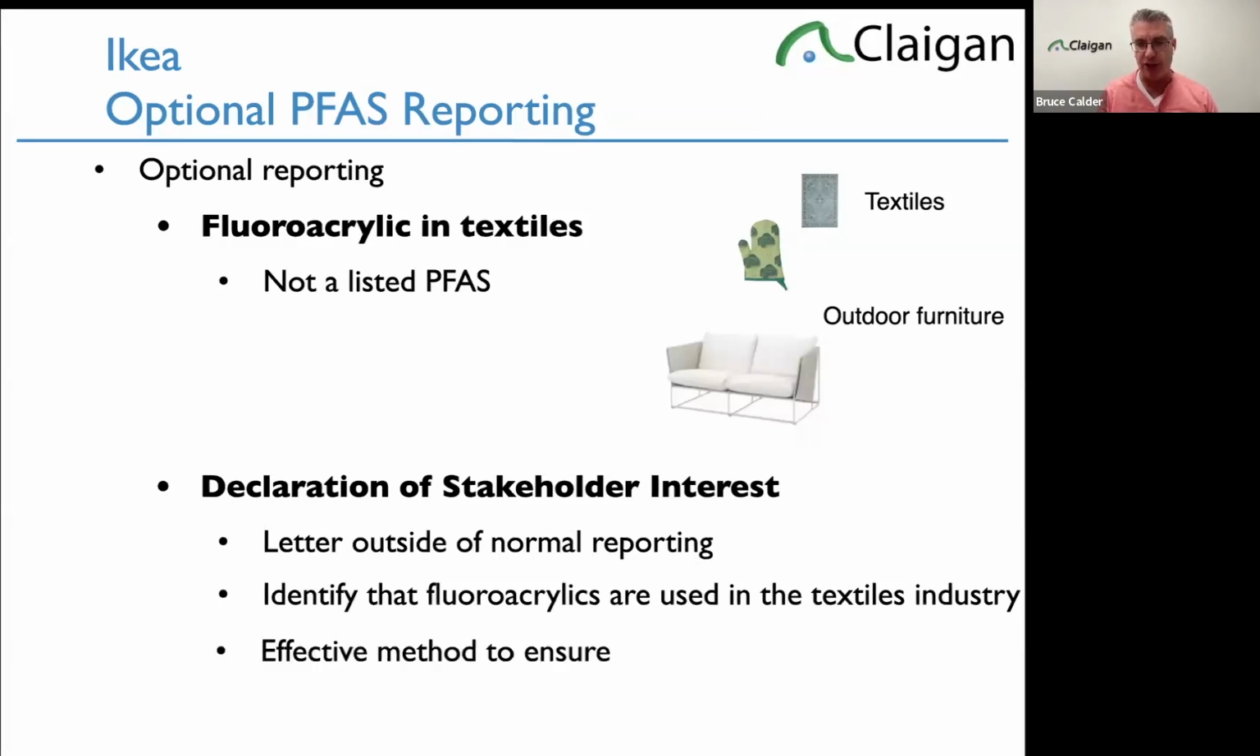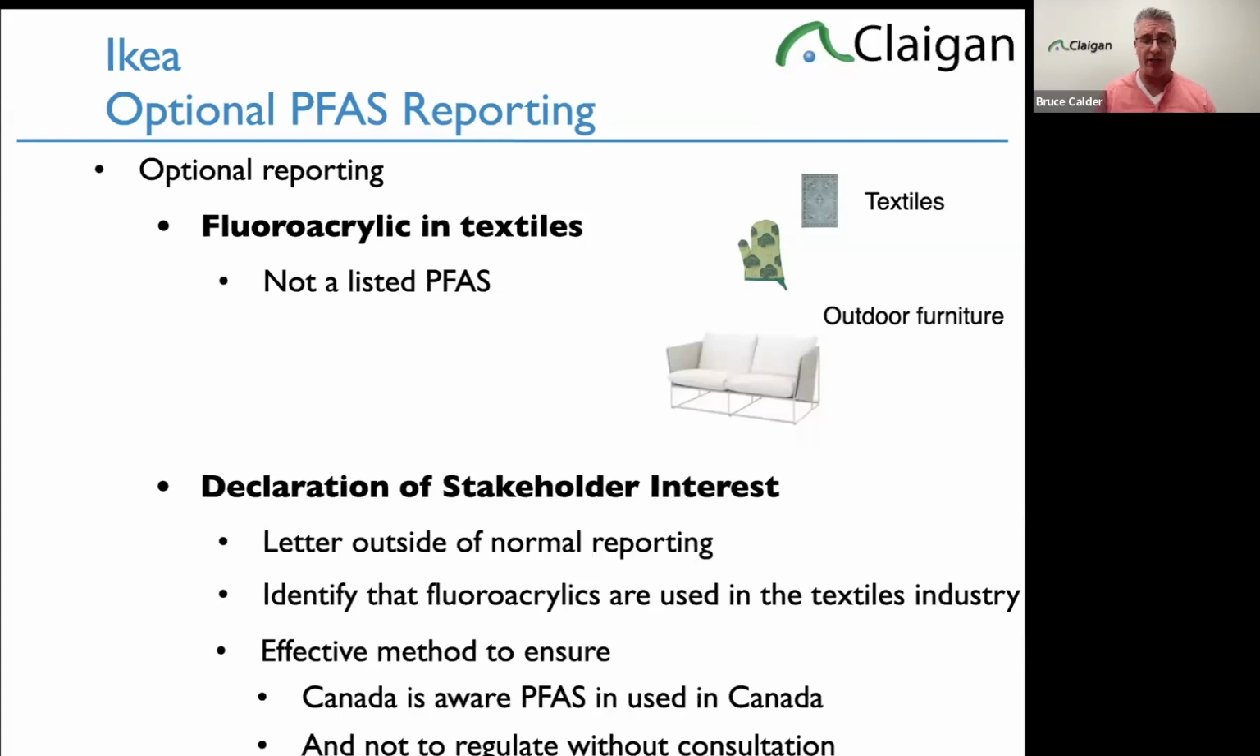It's an effective measure to ensure Canada is aware that PFAS is used in Canada, so they don't do something silly about it and regulate without consultation. The second you say it's used, they have to do socioeconomic type evaluations before they regulate, which really extends any timeline towards regulation. It's really handy, and you don't even have to commit that you use it. So if there's some Freedom of Information Act thing, Jeremy, you don't even have to say you use it. You can say literally that the textiles industry in Canada uses fluoroacrylics that are not in your positive list, just to make sure you're aware they exist. That's it, and that would be the Canadian PFAS reporting.